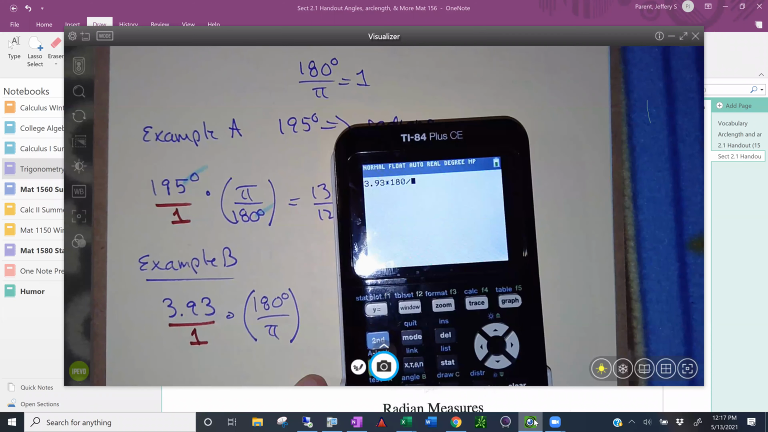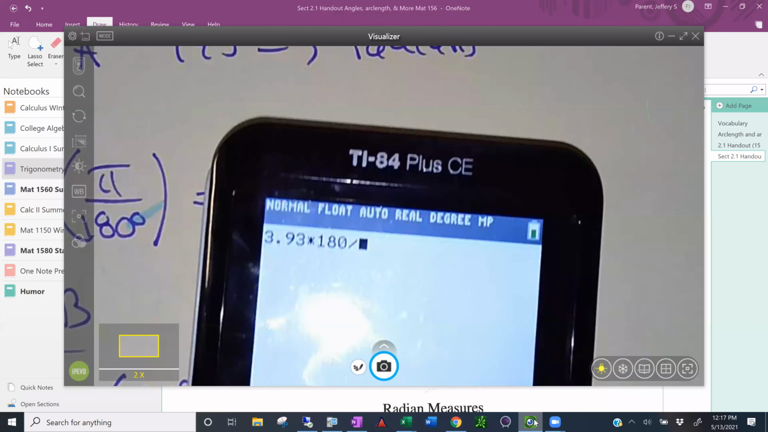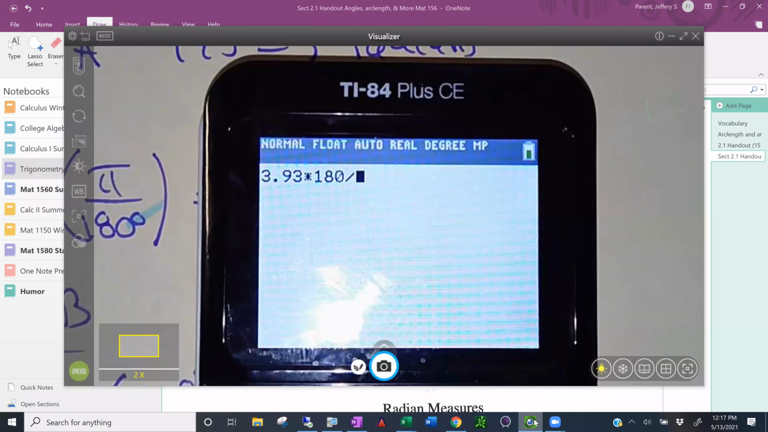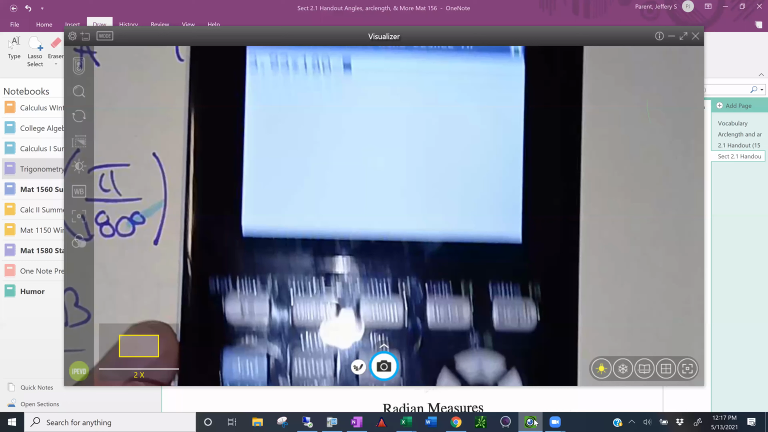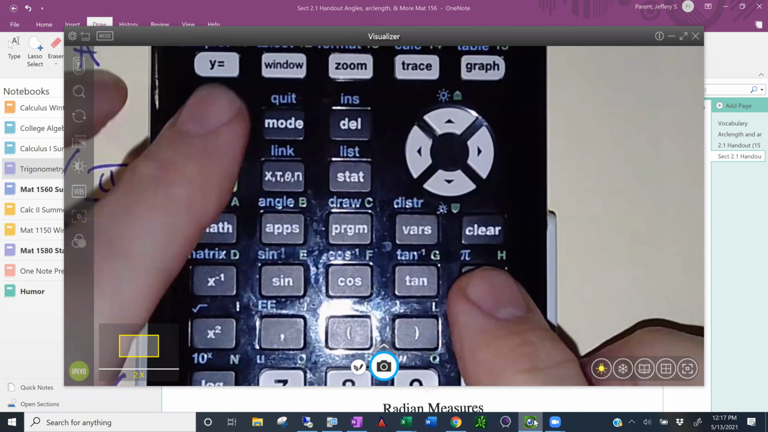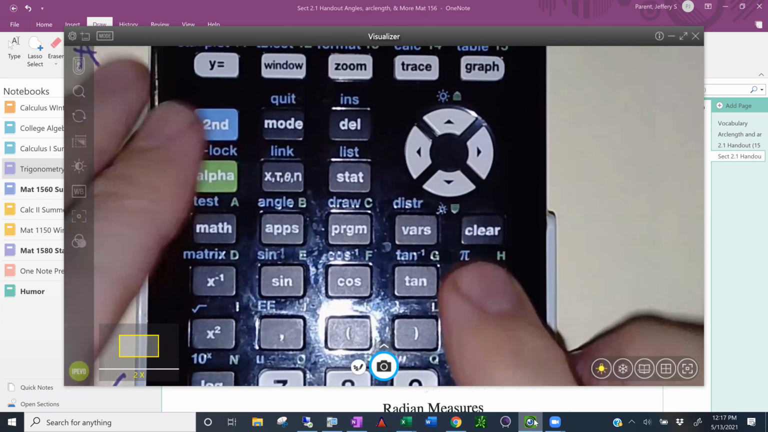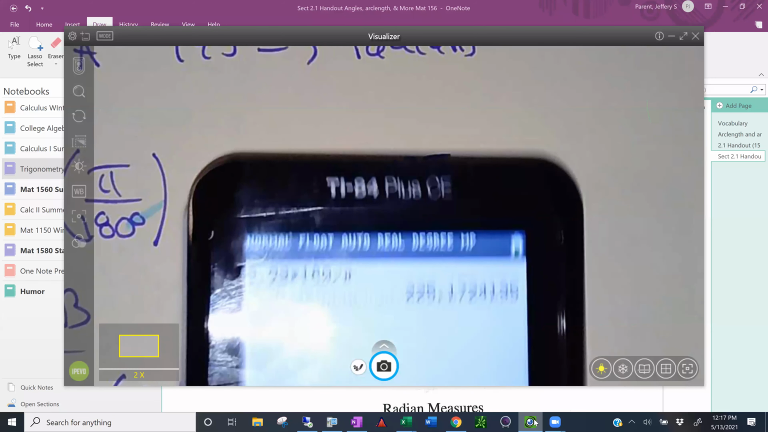Now pi is built into your graphing calculator, so you shouldn't ever have to type in the number pi as 3.1415, etc. Just hit the second key and then the up arrow right there. That gives you your symbol for pi. So second up arrow. And then they ask you to round it to the nearest hundredth of a degree. So 225.17.